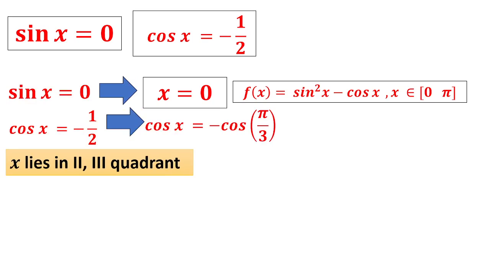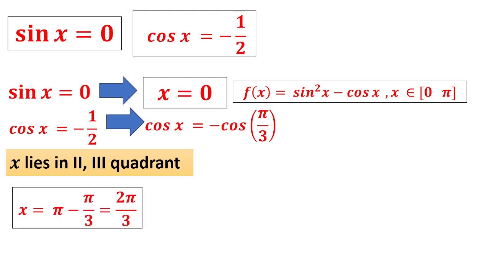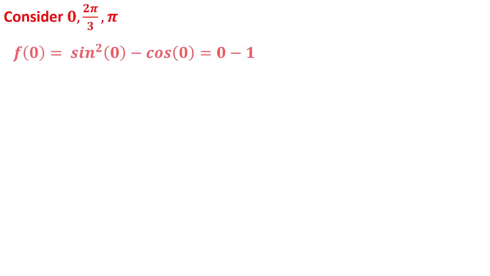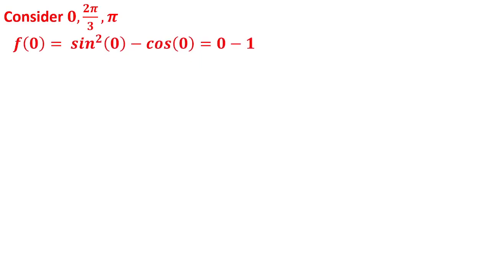Cos x lies in the second and the third quadrant. Cos is negative only in the second and third quadrant. Therefore, it should be pi minus pi by 3. Therefore, 0, 2 pi by 3 and pi.